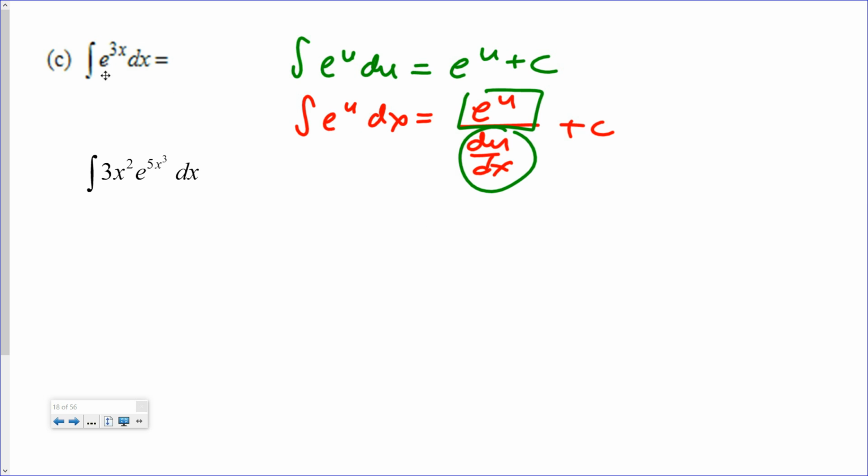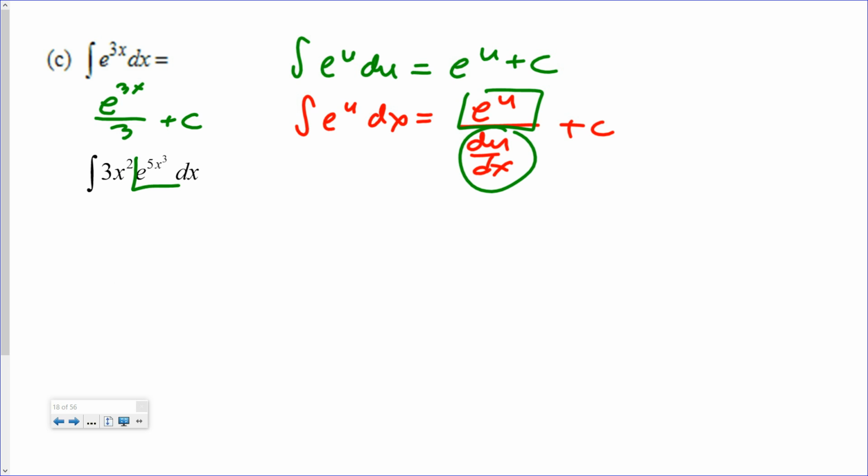Right here, if I think that this is an e to the u problem, all I do is copy e to the u and then divide it by what? What's the derivative of 3x? Okay, so there's a shortcut here. If you feel uncomfortable with it, then don't do the shortcut. But I'm just trying to help you to go a little bit faster.